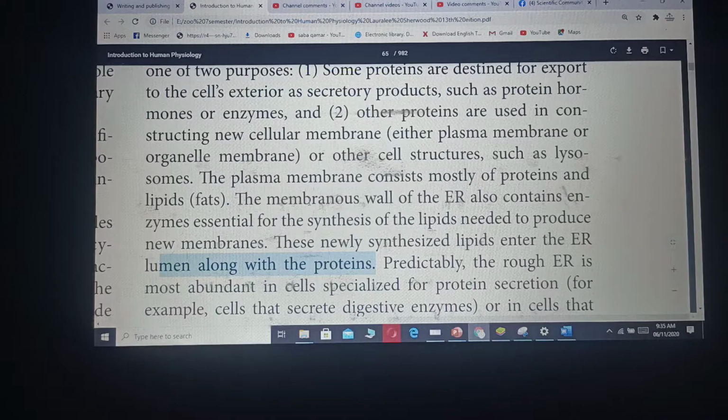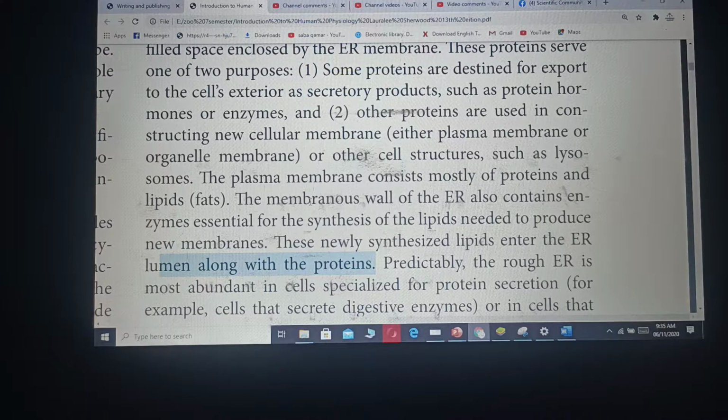So the rough endoplasmic reticulum plays two main functions. The first one, it plays an important role in protein synthesis. The second one, it may also produce a small quantity of lipids. So both lipids as well as proteins enter the lumen of the endoplasmic reticulum.